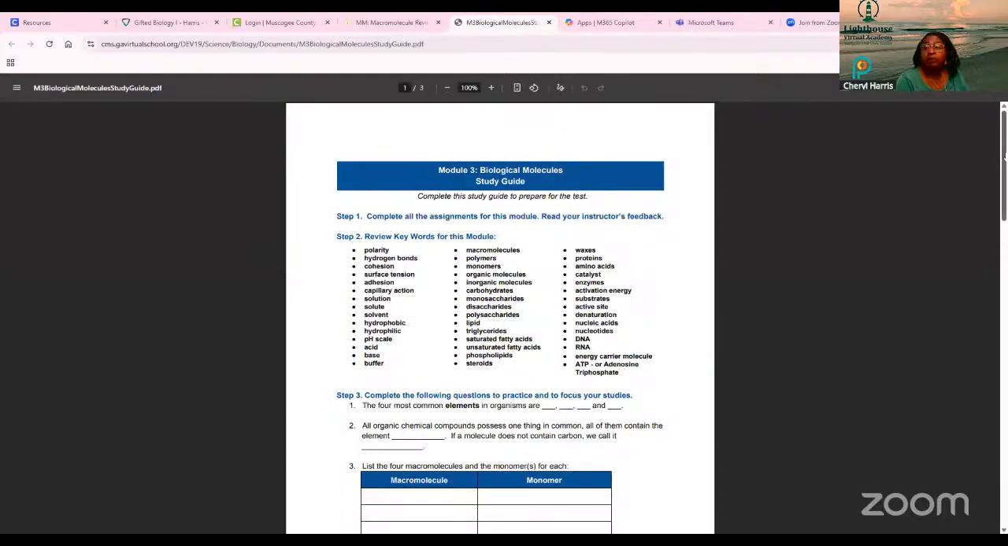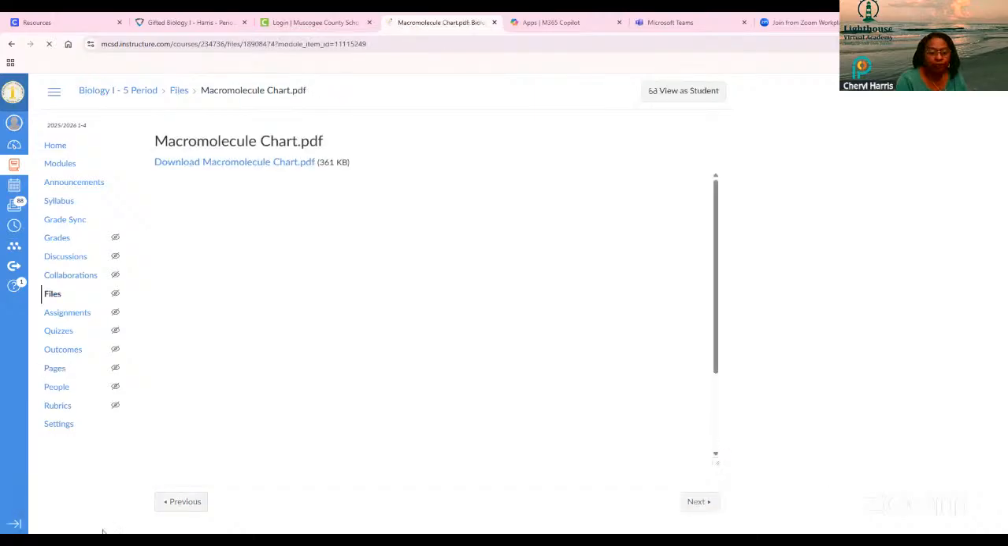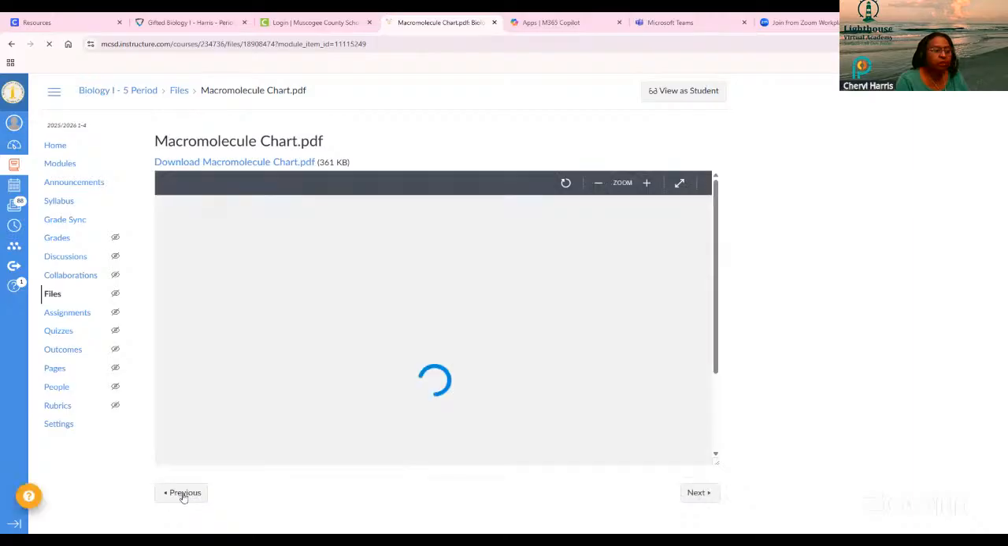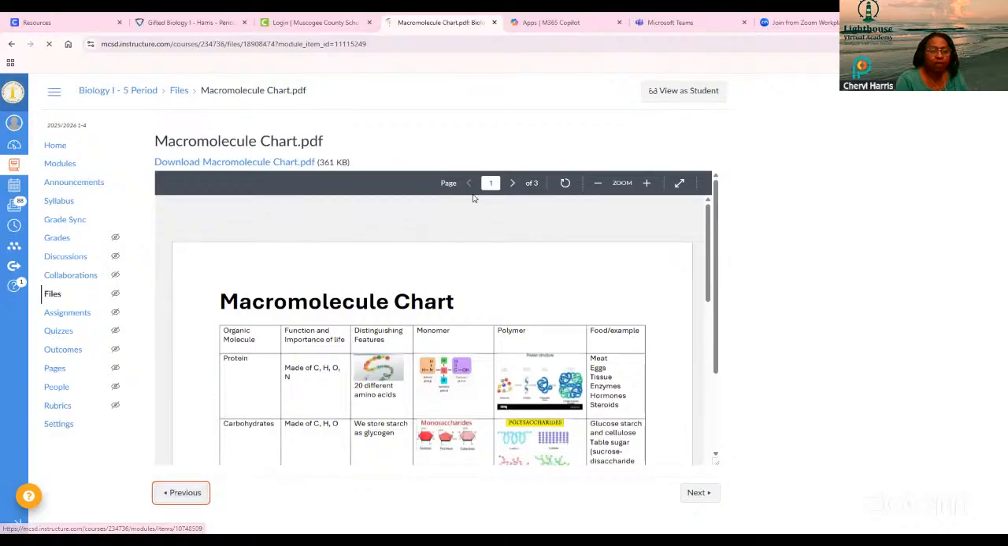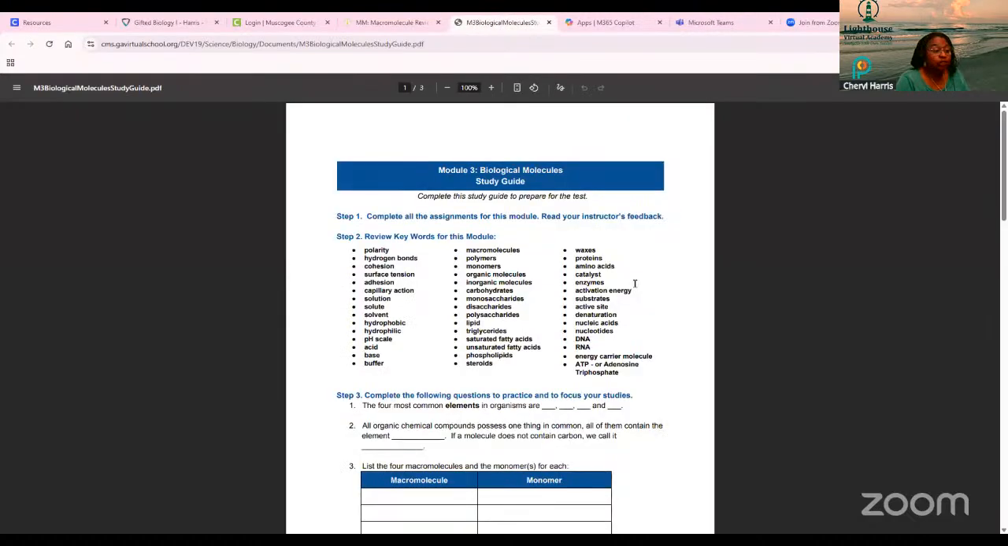All right, so I was in Canvas, and let me go back and do that again. I was looking at the macromolecule chart, and then I went back one page in the module. And that took me to the Wrap It Up review page that's at the end of macromolecules. You have a choice of PDF or Word form. I would do the Word one so that you can write on it. I don't want to do that because it's going to download it for me, but I would download the Word version of it so that you can write on it.